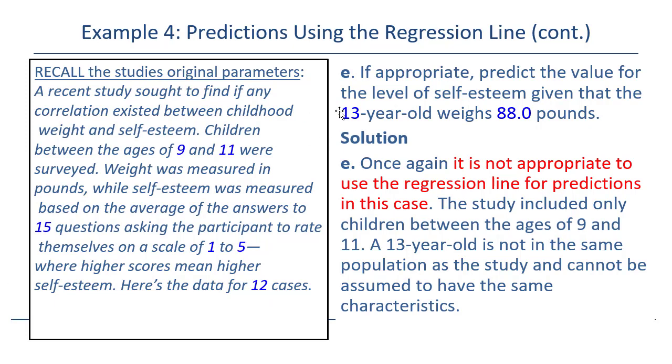If appropriate, predict the value of the level of self-esteem given that the 13-year-old, the reason why this is a problem is it's a 13-year-old, and the data came from 9 to 11-year-olds. So they're the wrong age, right? Because obviously the older you are, the more you're going to weigh, usually because you've grown, so the whole thing is going to be thrown off.